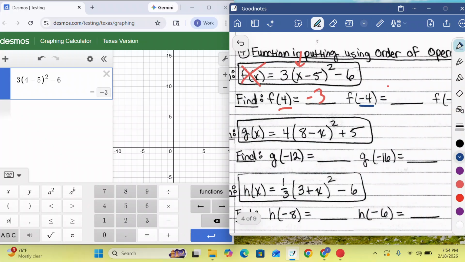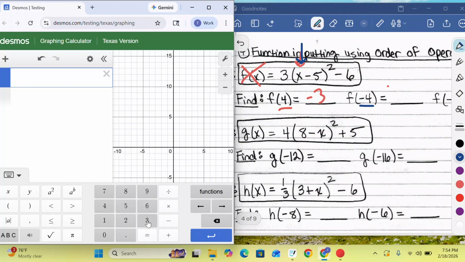Now I'm going to do the next one, so I'm going to do it in blue, and I'm going to underline. This time I'm evaluating f of -4. What is x right here? x is now going to be -4. So I'm going to re-input it so you can see it: 3, open parentheses, x is -4 minus 5, close parentheses.